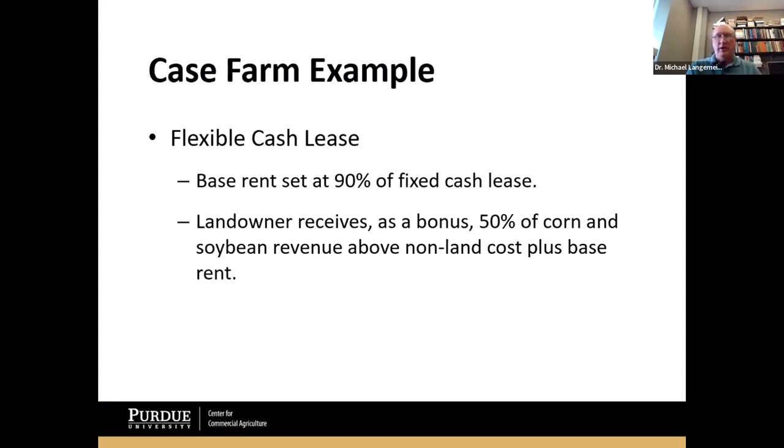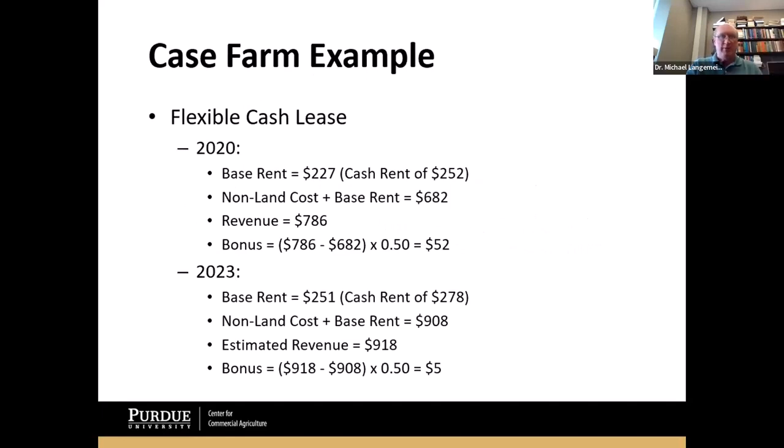I see I have a question here, and I'm going to get through this example, and then I will take a look at that question, pause for questions. And so let's take a look at some charts related to these three. Well, I have an example of the flex lease first, so let's go through that.